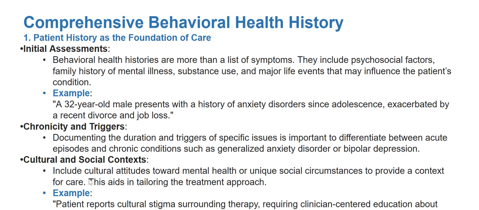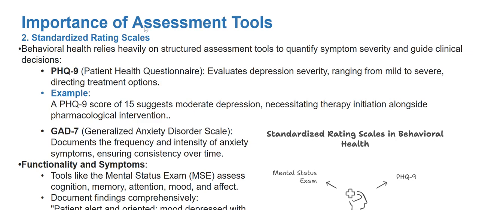Cultural and social context. Contexts include cultural attitudes toward mental health or unique social circumstances to provide a context for care. This aids in tailoring the treatment approach. Example: patient reports cultural stigma surrounding therapy, requiring clinician-centered education about mental health. Importance of assessment tools. Standardized rating scales.